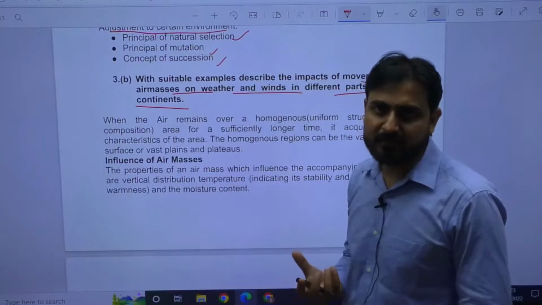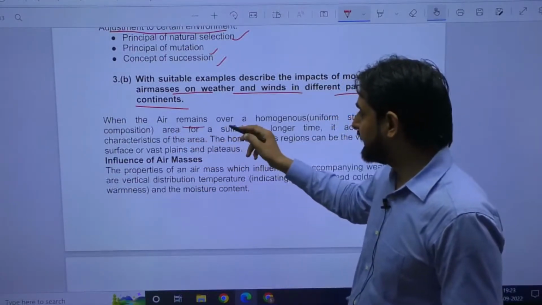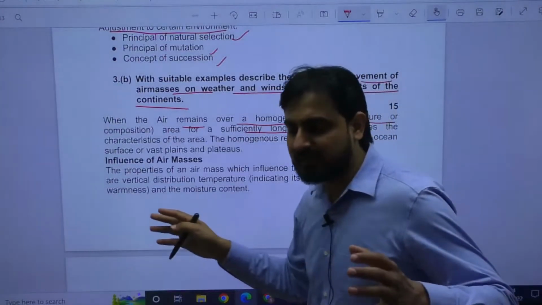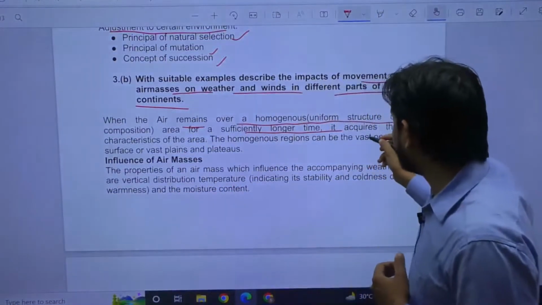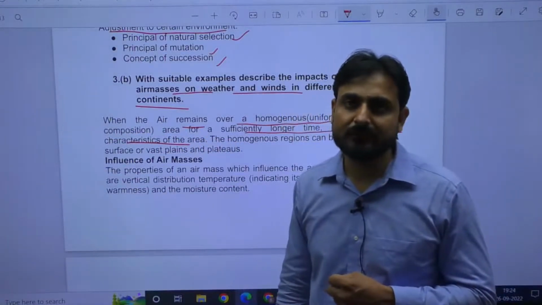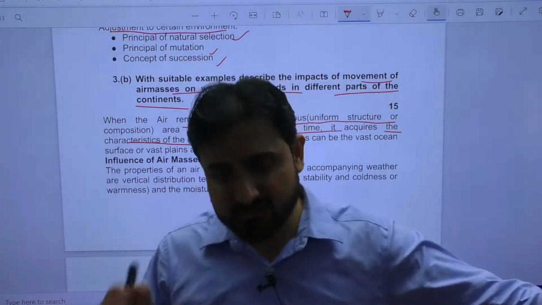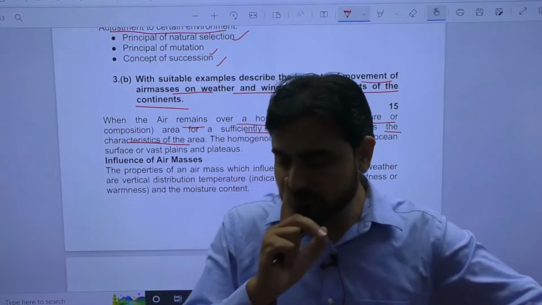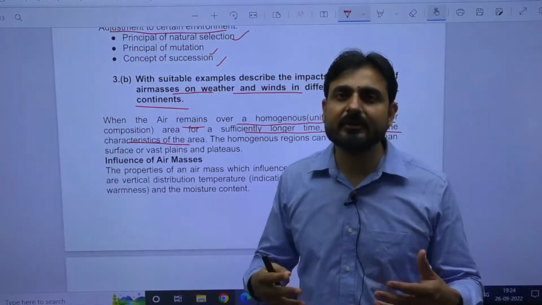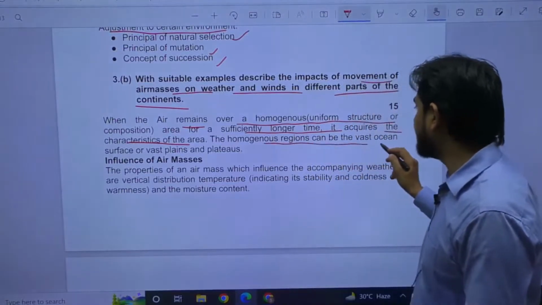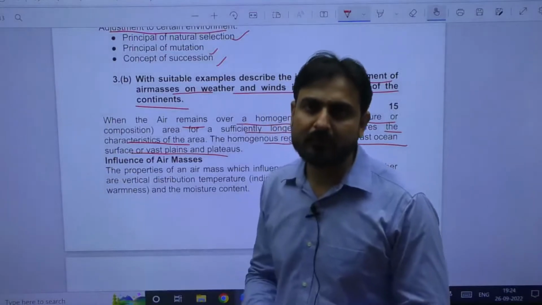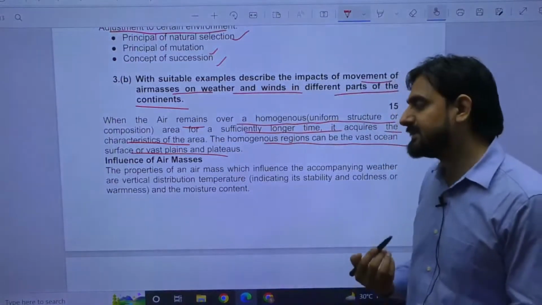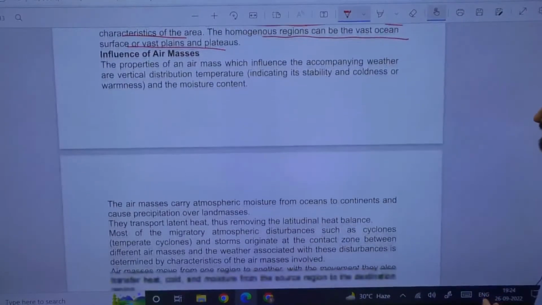So first you can define the air mass, a column of air. When air remains over a homogeneous, uniform structure, composition, area for a sufficiently long time period, when air remains stable, it acquires the characteristics of that particular area. Suppose the air column remains over a hotter region, then air also absorbs some heat. If air remains over a cooler area, then air also becomes cool. The homogeneous region can be a vast ocean surface, vast plains or plateaus on which the air column remains for certain time, then it starts to absorb some of the characteristics, some of the variation as per that environment.